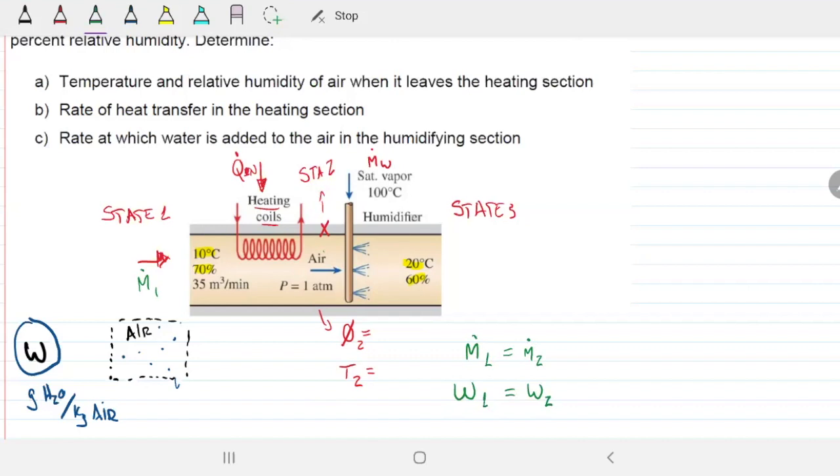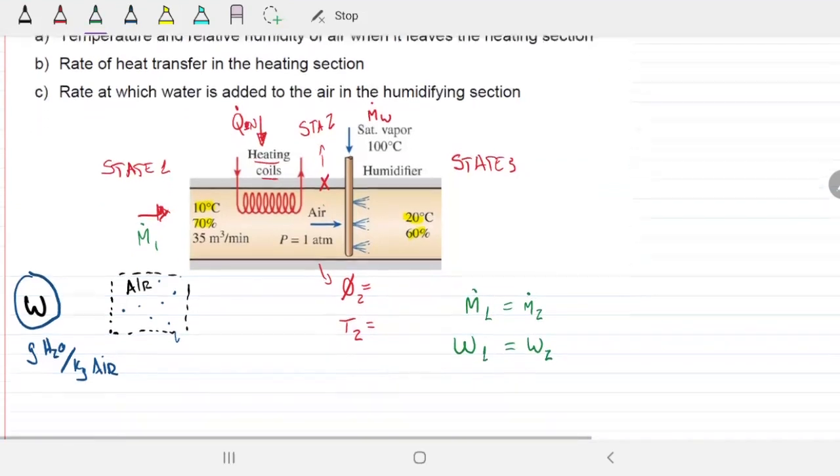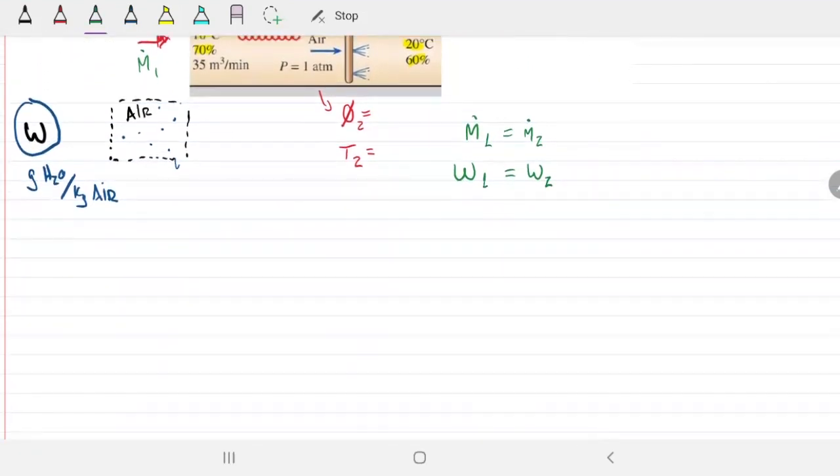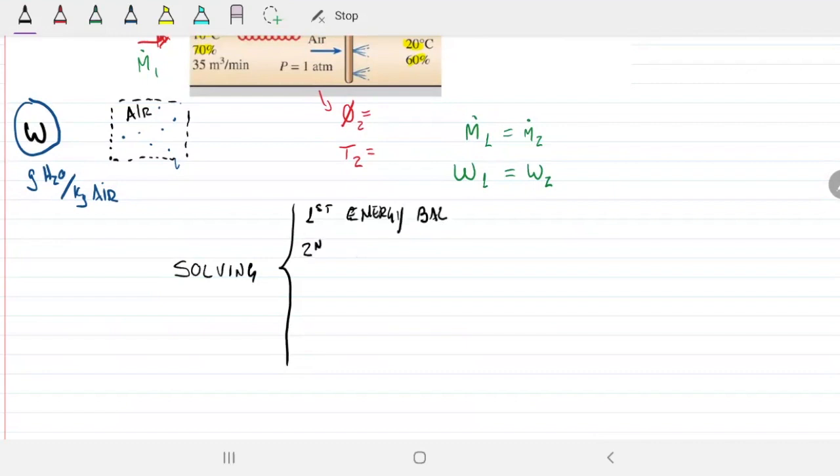All right. Now, to solve these systems, there are four actions you can take. Solving these problems is going to require you to do either one of these four or all of them. The first thing you can do is an energy balance. The second thing you can do is a mass balance.